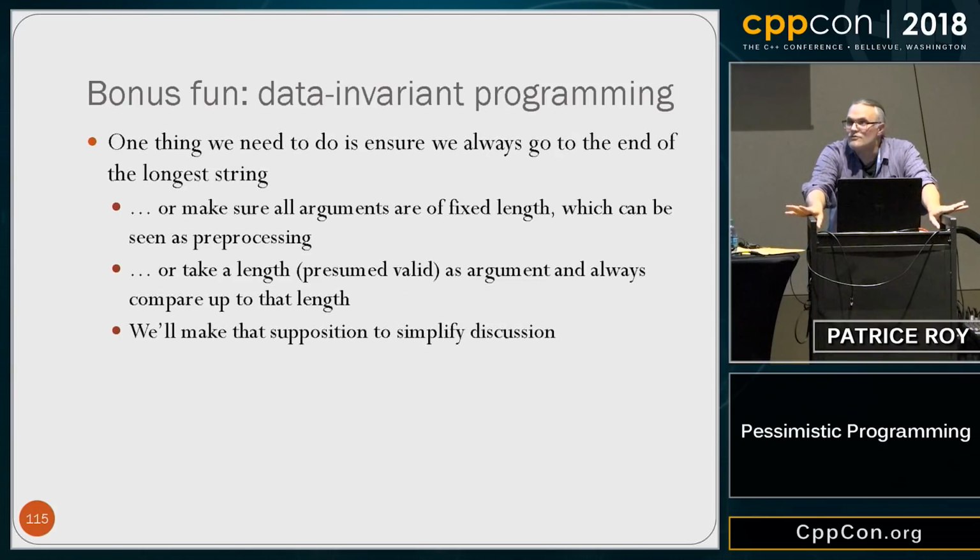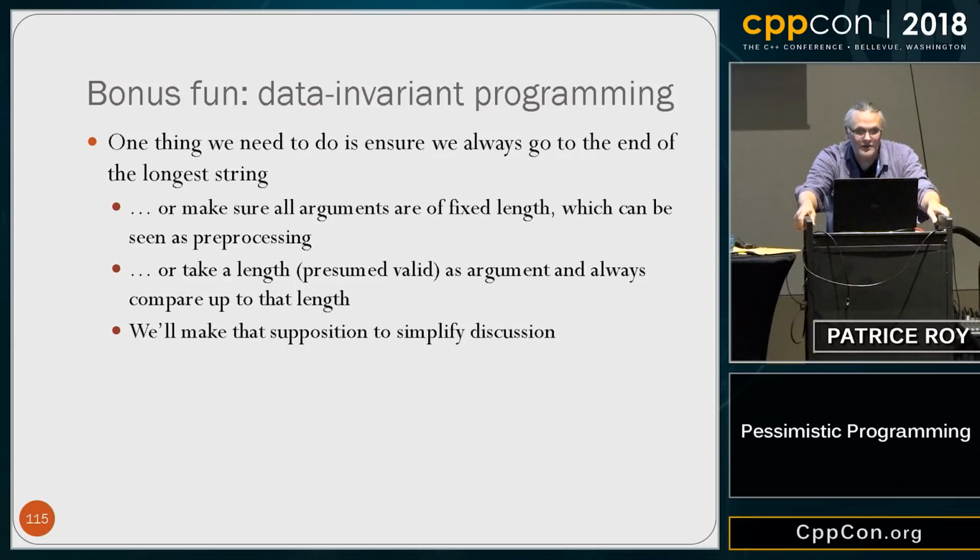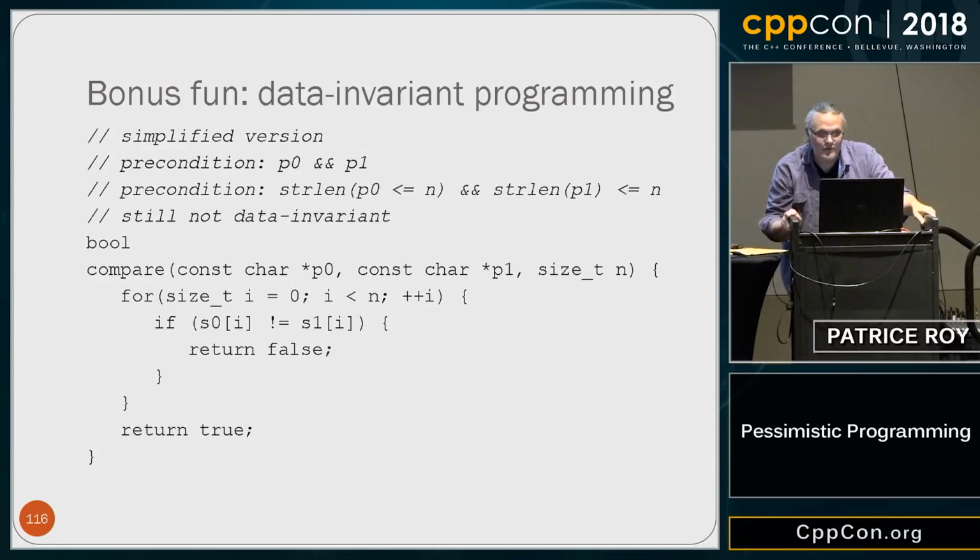First of all, you need to change your API a bit to make it a simpler problem, because otherwise we'll go into all sorts of details that we don't care about. So arguments of fixed length, which could be some kind of preprocessing, such that when you arrive at your function, you're okay. Or you make sure that you always go up to a certain length, say the length of the longest one, but that's more complex. We'll make it simple, something like this. I have a size_t there, the number of characters I'm checking, and both strings are presumed to be the same size.